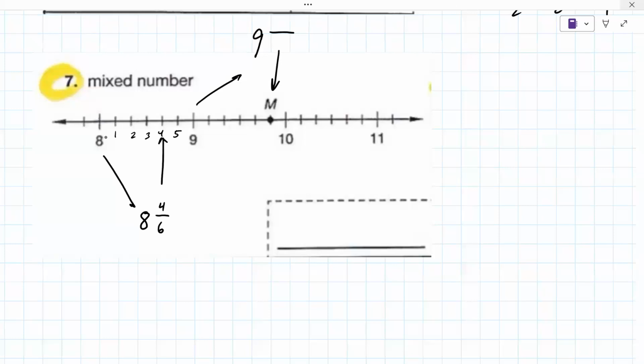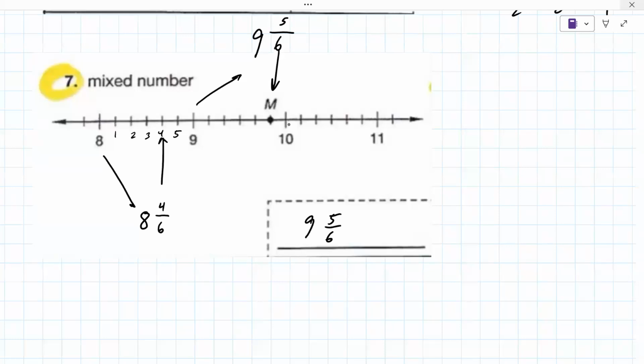And what's the fraction? Count. There's 6 tick marks. So which tick mark are you at? Just count these. 5th. 5 over, what number goes in the bottom? How many tick marks there are, plus 1? 6. Okay.